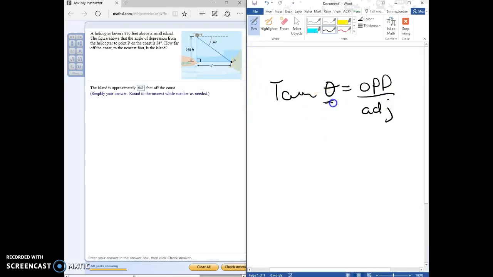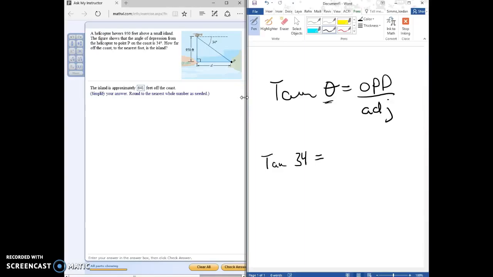Now, theta we could figure out because I know that this angle from 34 to this straight line here is 90. So if I subtract that, I'm going to get 56. And if this angle is 56, this angle is 90, then 180 subtract the sum of those two angles comes out to be 34 degrees. So I can rewrite this because I know we have the tan of 34 degrees.